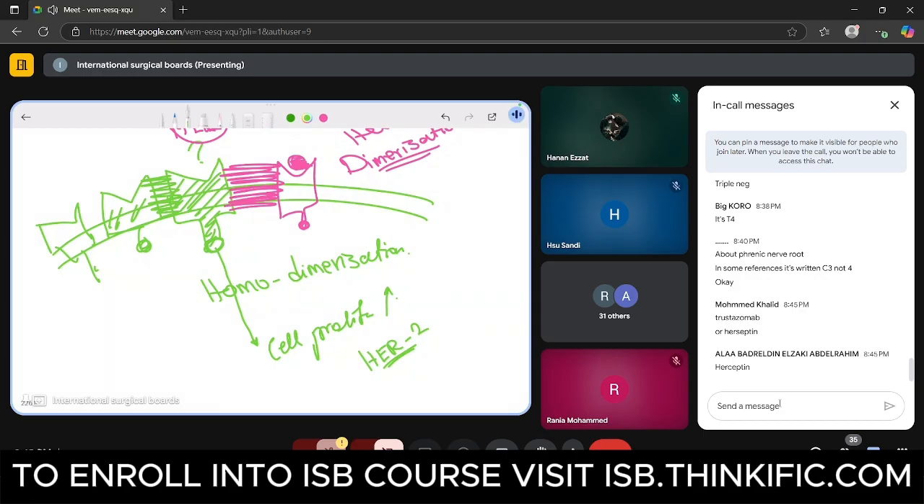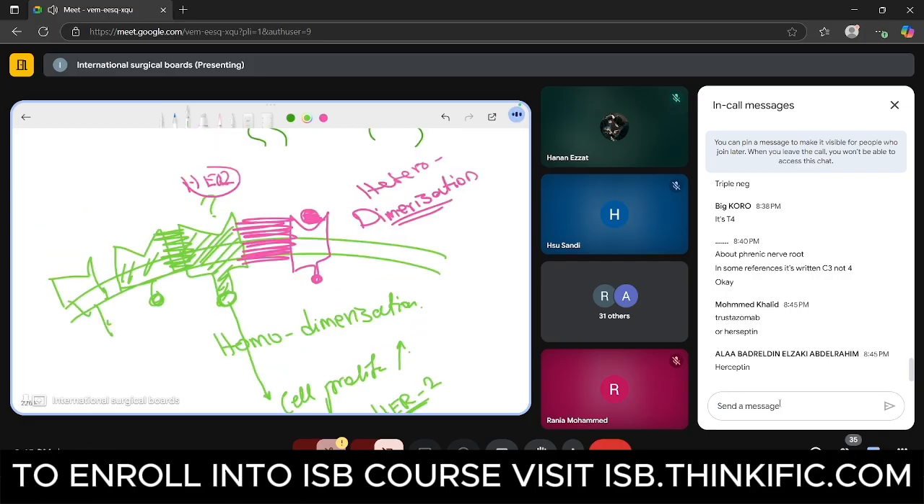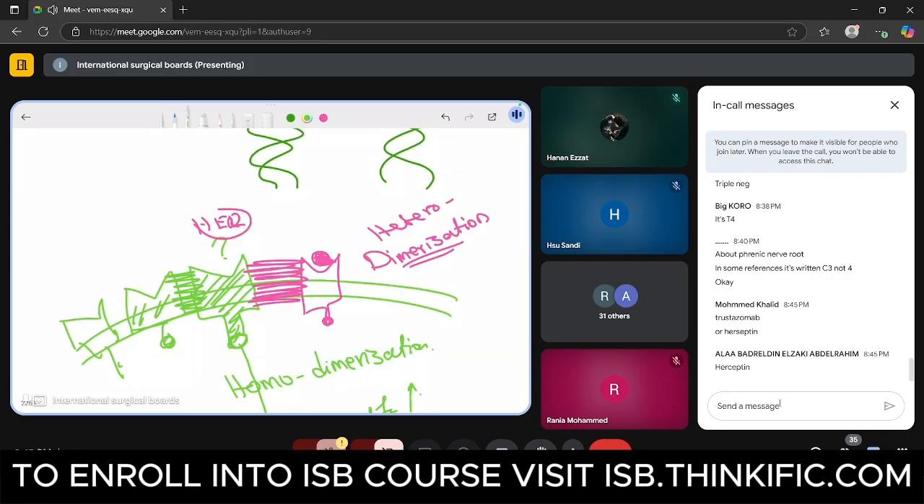So how does it work, Herceptin or trastuzumab? They are monoclonal antibodies that attach to what? They will attach to the HER2 and prevent dimerization. So the main mechanism of action is that it actually prevents what? Dimerization. That's one mechanism. One mechanism is prevention of dimerization, homo or heterodimerization, so the cell doesn't proliferate.